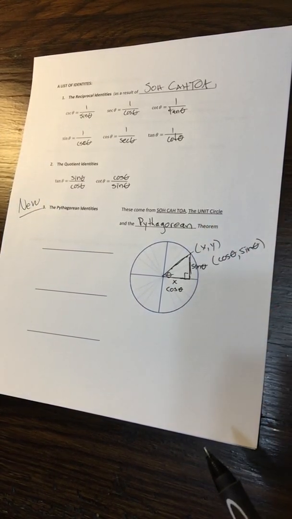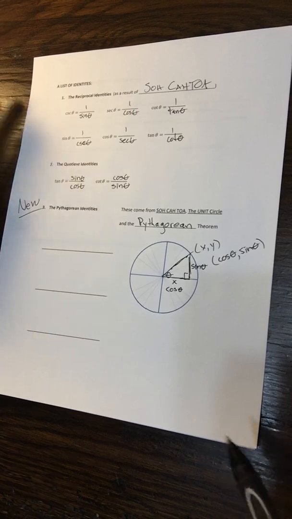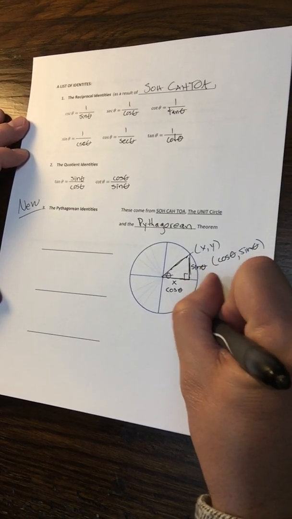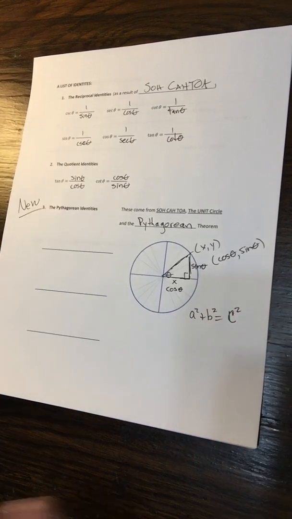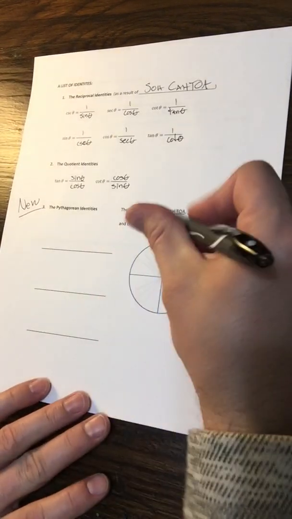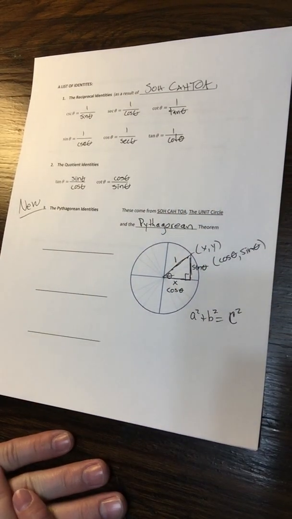Well, ready? Don't you know that a squared plus b squared is equal to c squared in any right triangle, where c squared is the hypotenuse? We know that's 1, right? Put a 1 up there.